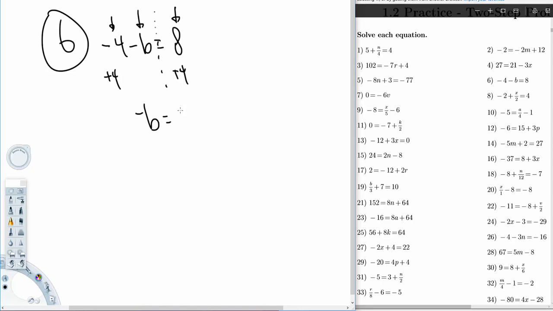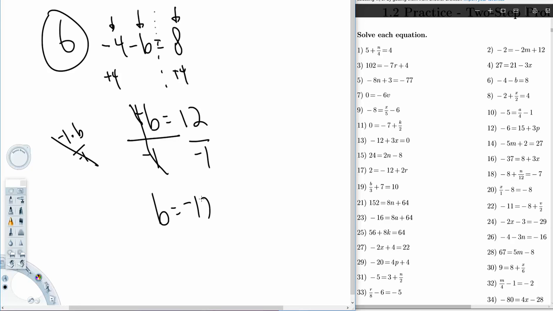plus 4 equals 12. Now here, this is the tricky part. -b is really -1 times b. And if we want to get rid of that -1, we have to divide by -1, both sides. That's how that works. It's very tricky. So here this cancels. Here this cancels. We get b equals 12 divided by -1 equals -12.